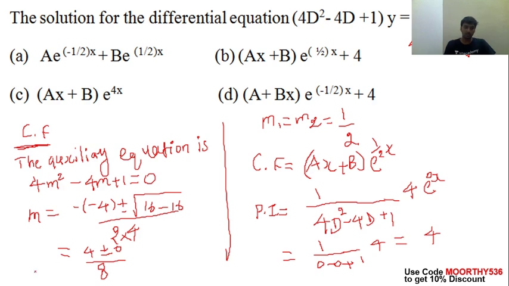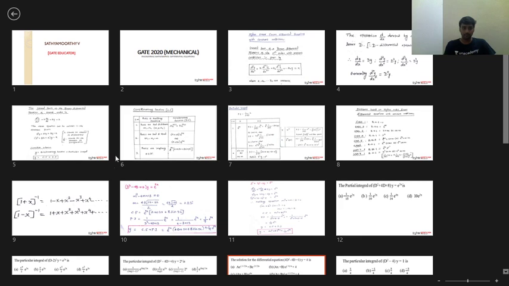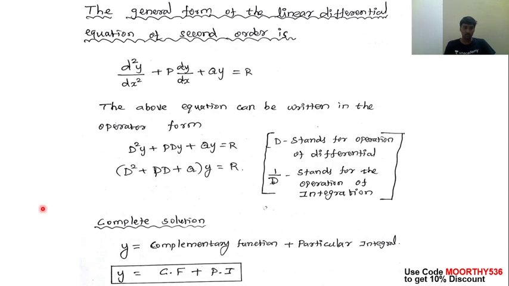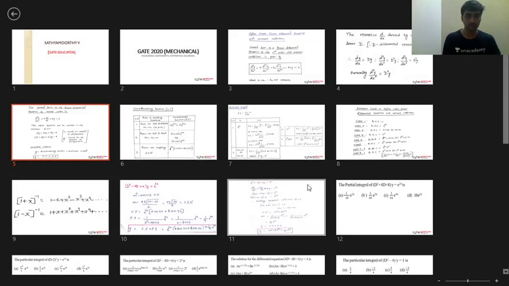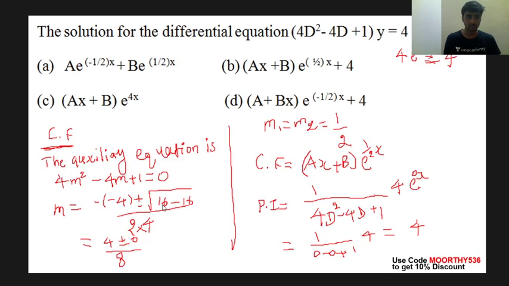The complete solution for the differential equation is the addition of the complementary function and the particular integral. The complete solution of the given differential equation is y = complementary function + particular integral. Here we have calculated the complementary function as well as the particular integral for the given problem.